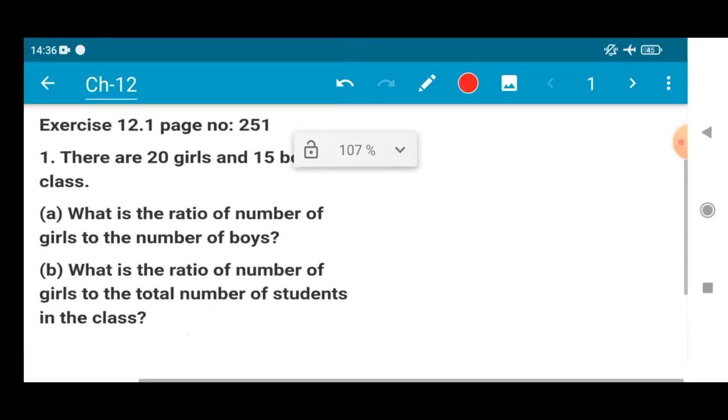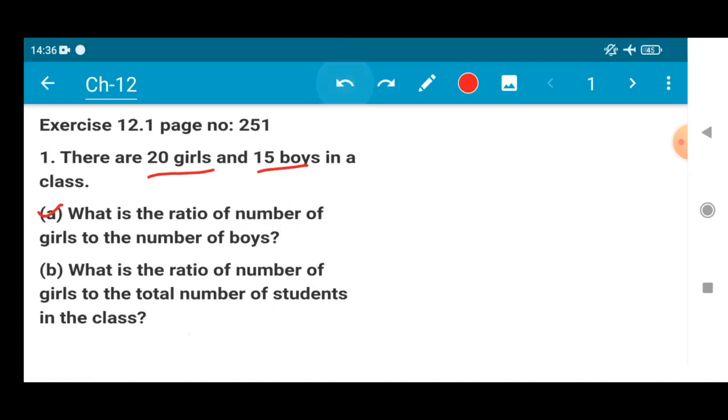So question number 1 states that there are 20 girls and 15 boys in a class. So here they have given us 20 girls and 15 boys in the class. Now first, what you have to find is the ratio of the number of girls to the number of boys. If you have watched that video properly, the ratio sign is indicated by this. This is the sign or symbol for the ratio. Now what you have to find is the ratio of the number of girls to the number of boys.